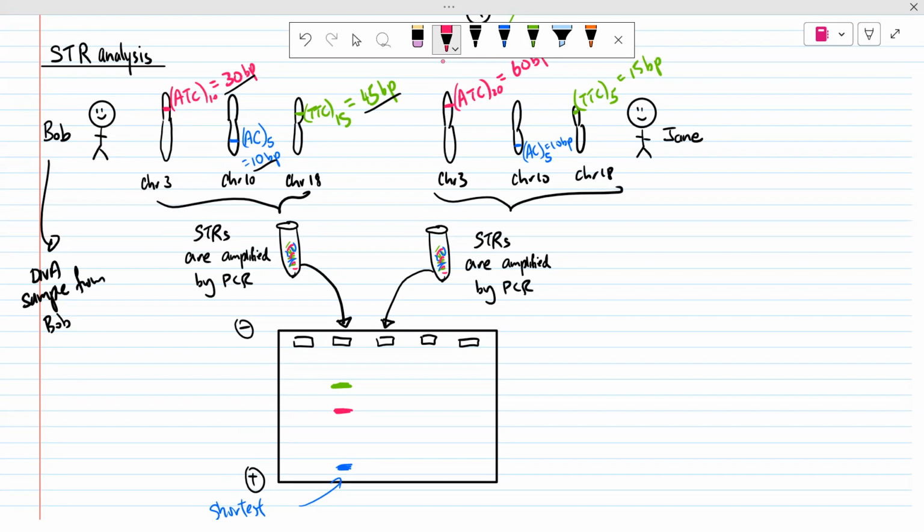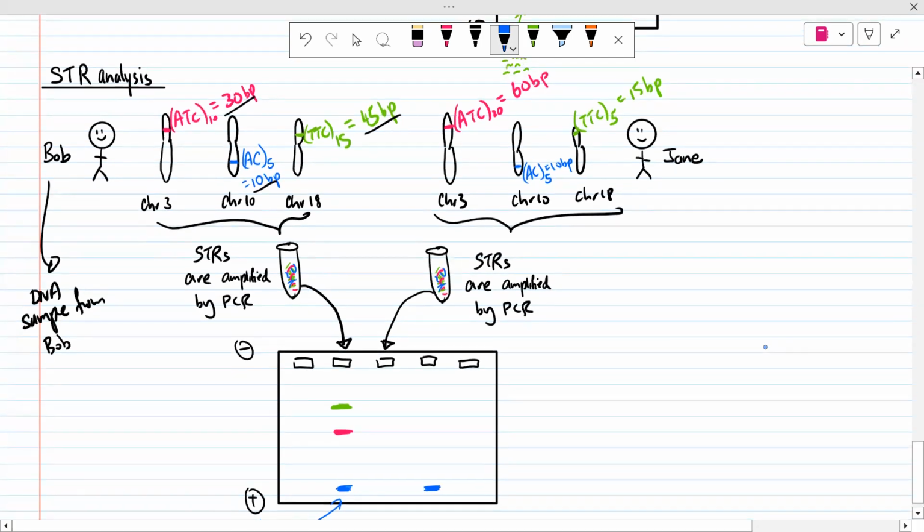Now let's take a look at Jane. Jane also has the 10 base pair, the blue one. So she will have an exact same band at this location as Bob. But what is her longest one? Is it red or green? Hopefully you can tell. Red. That is the red, right?